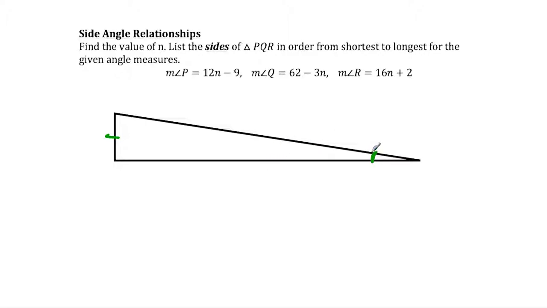So this is the smallest angle. This is the smallest side. This is a right triangle. So that means that 90 degrees is going to be the largest angle, and the hypotenuse is going to be the largest side. Notice largest angle, largest side, smallest angle, smallest side.